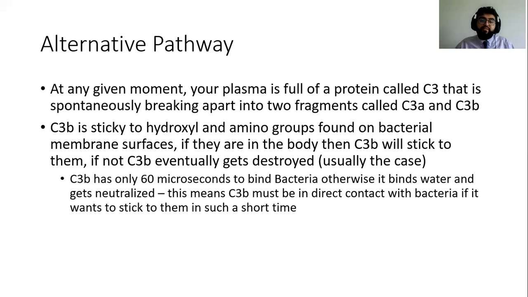C3b is sticky. It sticks to hydroxyl and amino groups found on bacterial cell membranes. If there is a bacterial cell membrane because of bacteria inside of your body, some of this spontaneously breaking down C3b will stick to that hydroxyl or amino group found on the bacterial membrane surface. I don't think it's too important to know if it's a hydroxyl or amino group. Just know it's the bacterial cell surface. So C3b will bind to the bacterial cell surface. If not, C3b just breaks. If it doesn't bind the bacterial cell surface, C3b just gets destroyed.